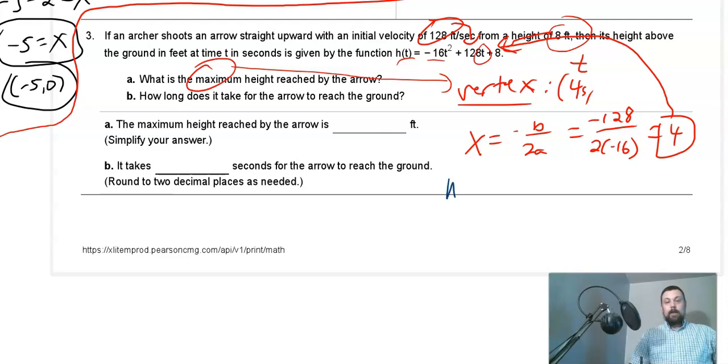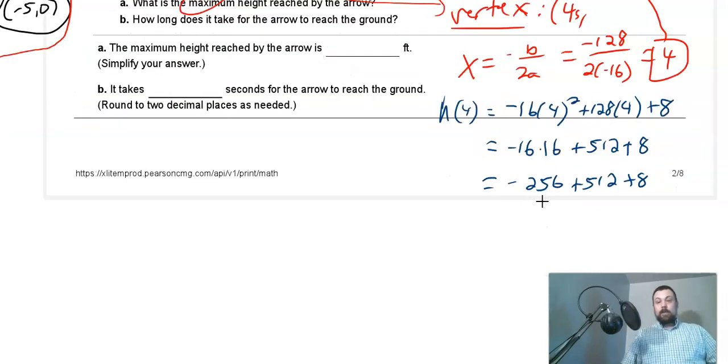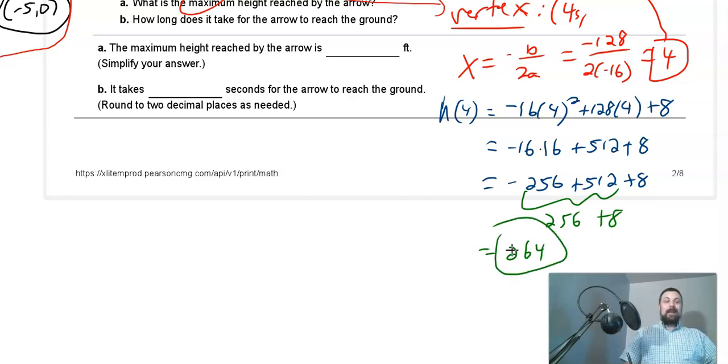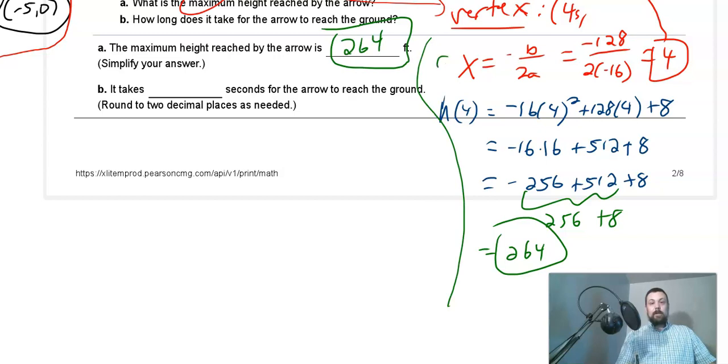We're going to have h of 4 equals negative 16 times 4 squared plus 128 times 4 plus 8. And so we'll just work this out by hand again. 4 squared is 16. This is going to be 256. But then we're going to have that plus 8 there. So ultimately we get 264. So the maximum height is 264. That's part A. All this stuff is for part A.